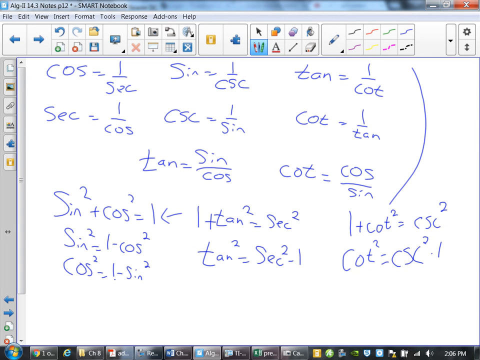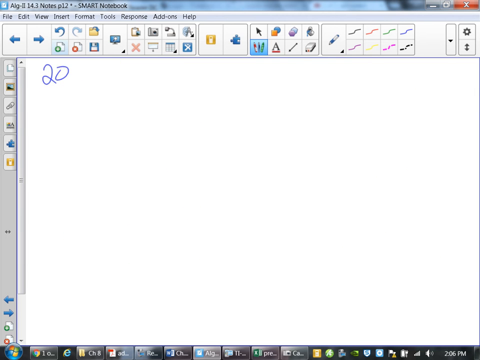If it's cosine squared minus 1, is that not the same as 1 minus cosine squared? What's 4 minus 1? What's 1 minus 4? Negative. Are they the same? So, next problem. No, it's the same problem.